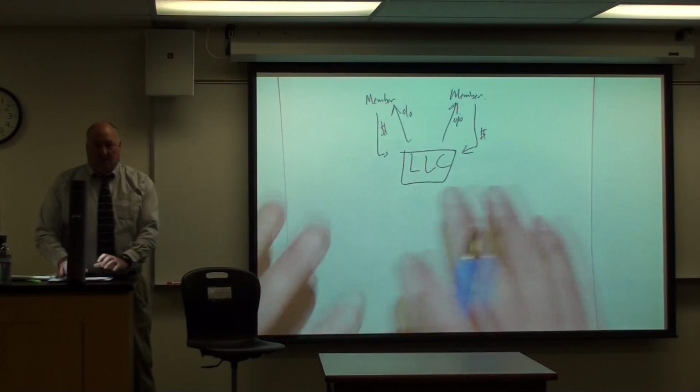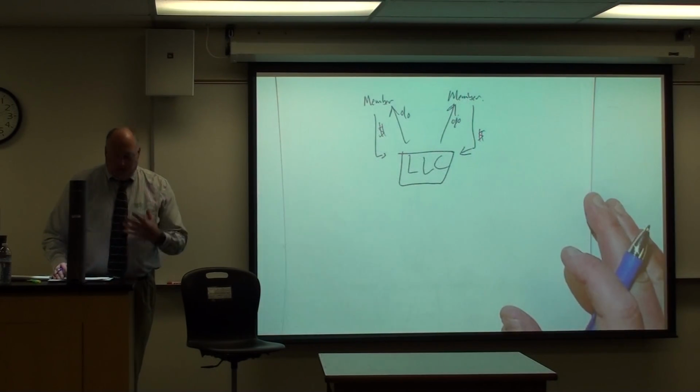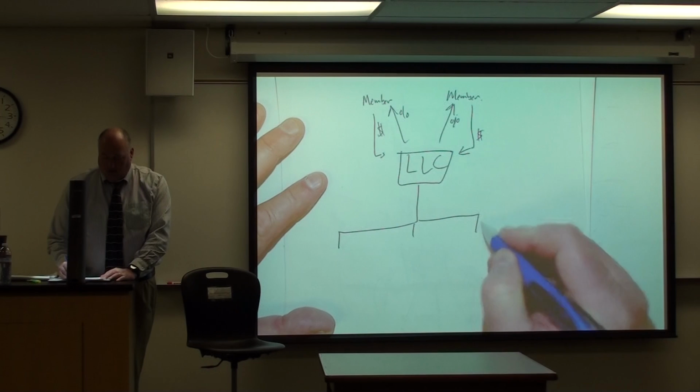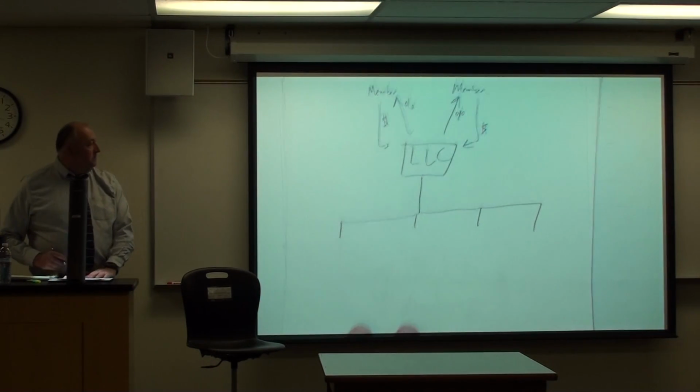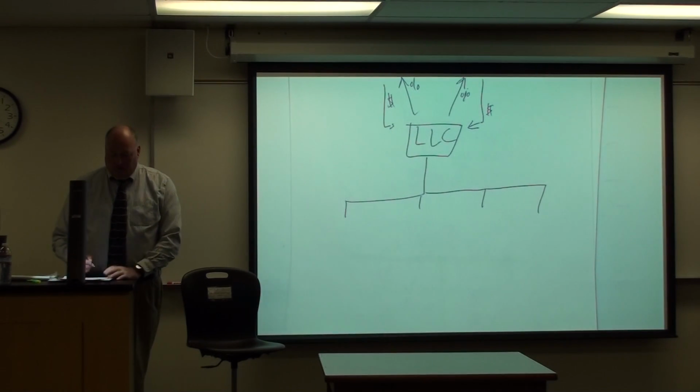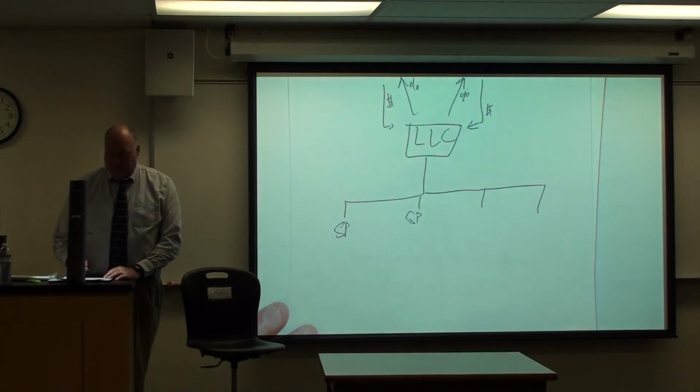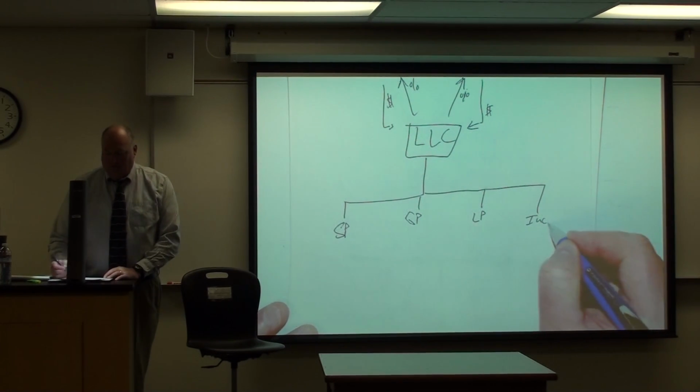So now an LLC is very flexible, but, like I said, I break them down into 4 variations, more or less. So the first variation is that of a sole proprietorship. The second is that of a general partnership. The third is that of a limited partnership. And then finally we have the corporate variation.